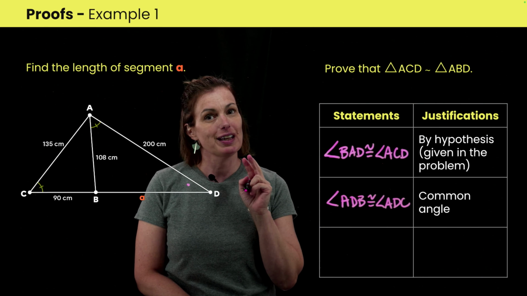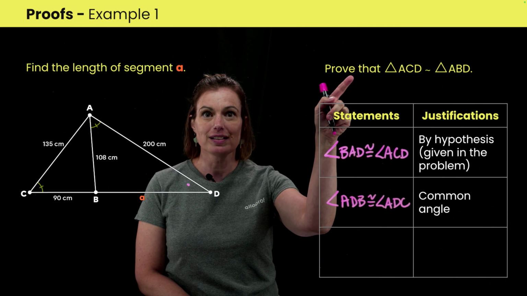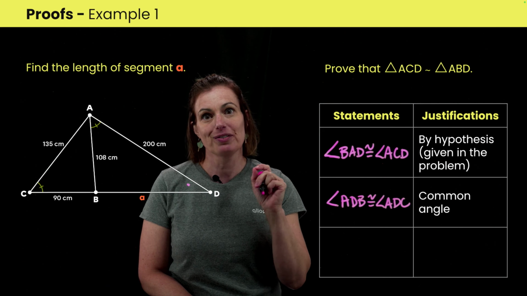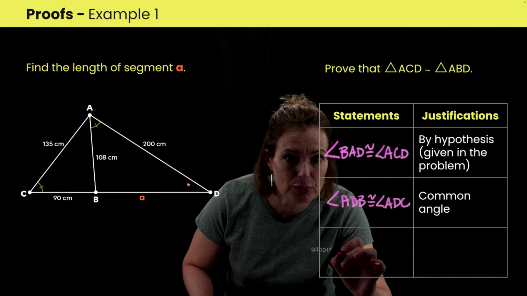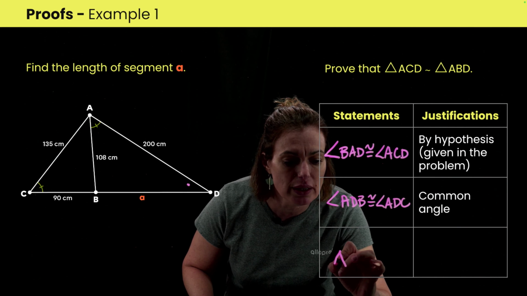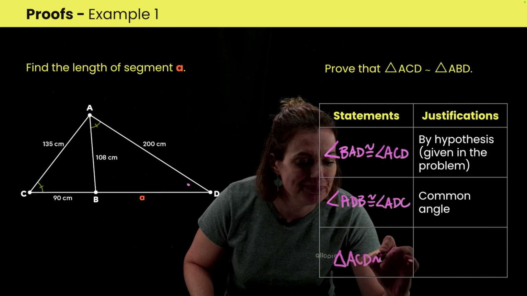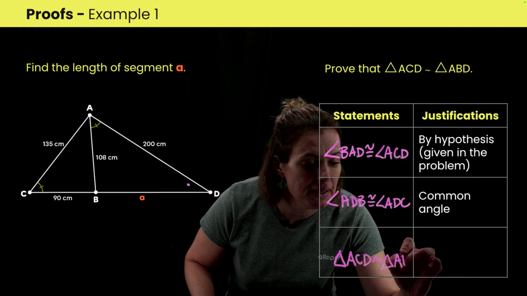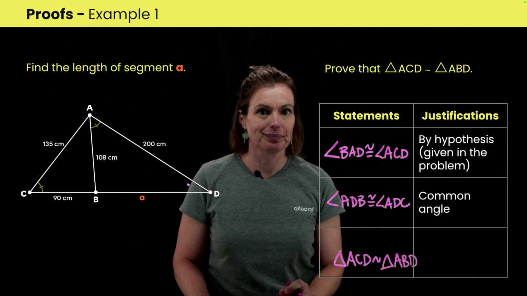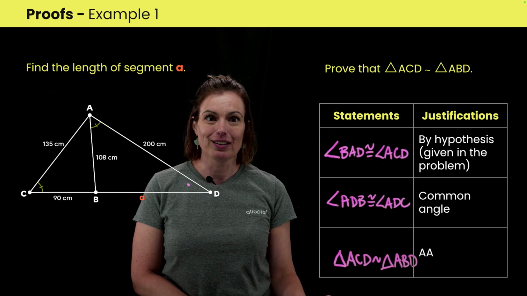Now that I've proven that two angles are exactly the same measure on my triangles, I can state that my triangles are in fact similar. So my next statement is going to be just a repetition of what I wanted to prove up there. It's going to be that my triangle ACD is similar to my triangle ABD.